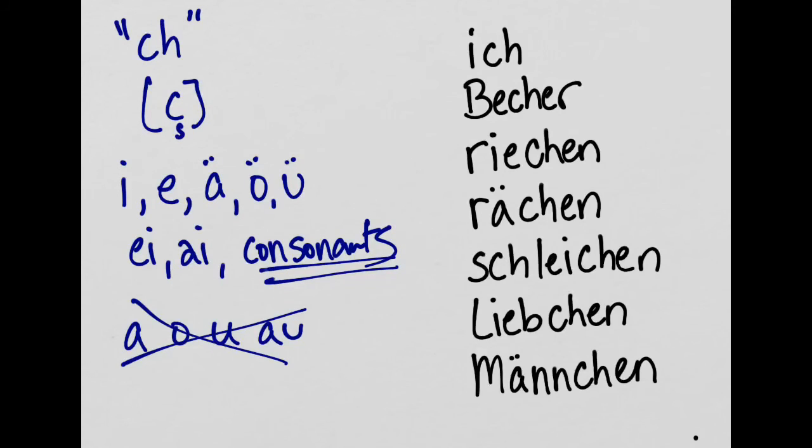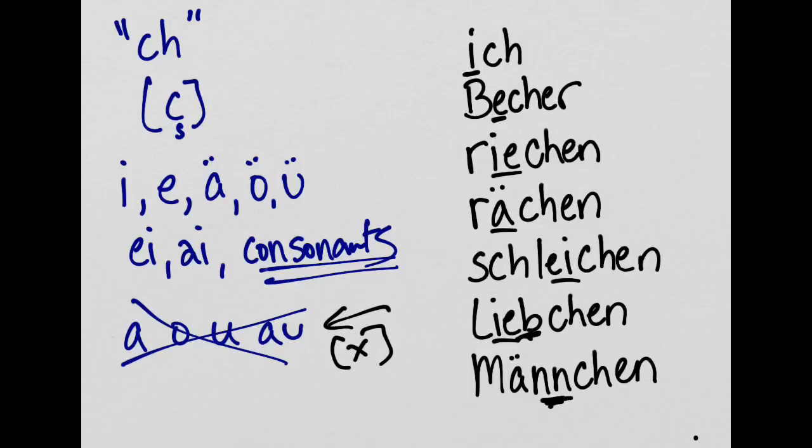So now let's look at a list of examples and practice pronouncing them. Again, you're seeing CH after an I, after an E, I-E, A with an umlaut, E-I. Any of these various combinations, most importantly, you see the consonants here. These are the ones that will all produce an Ichlaut. Just not these. Those are the Achlauts.